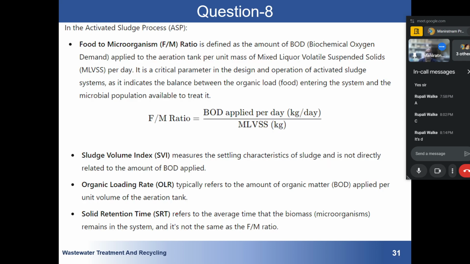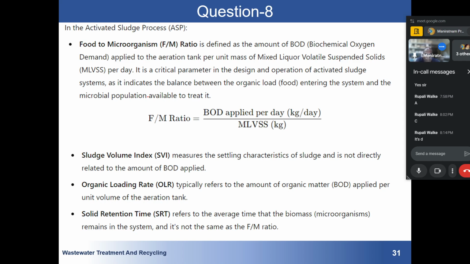Then we have something called food by mass ratio, which I will be explaining. Food by mass ratio is the amount of BOD, that is biochemical oxygen demand, applied to the aeration tank per unit mass of mixed liquor volatile suspended solids. It is a critical parameter in the design and operation of an activated sludge system, as it indicates the balance between the organic food entering the system and the microbial population available to treat it.